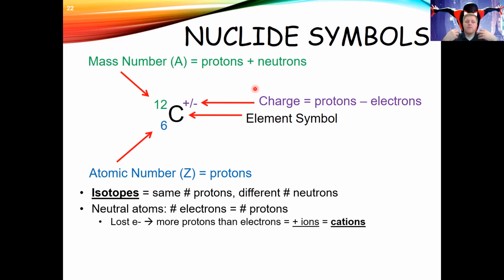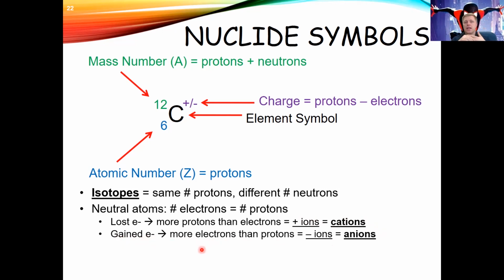So what happens if you lose electrons? Well, now you have more protons than electrons, which means you have more positive charge than negative. You have a positive ion. So an ion is something that has either gained or lost electrons, and positive ions are called cations. Similarly, if you gain electrons, then you have more electrons than protons. This is a negative ion, or an anion.